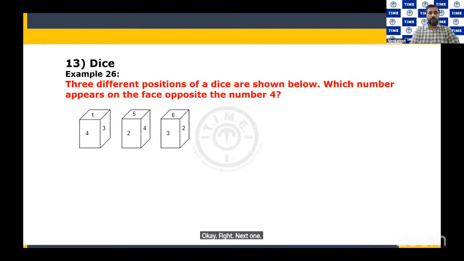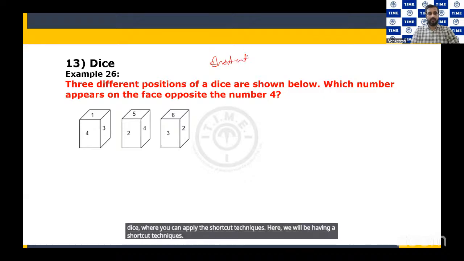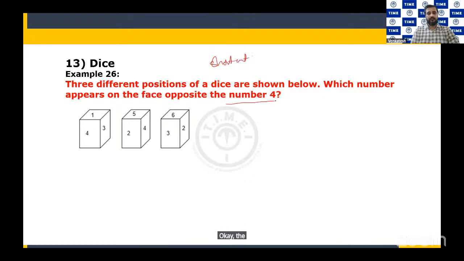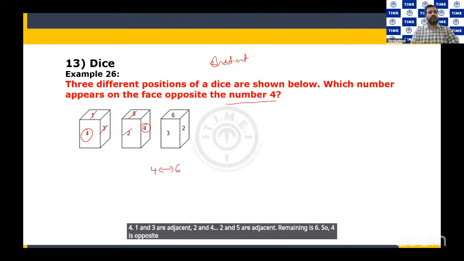Dice, where you can apply shortcut techniques. Here we will have shortcut techniques. The question asked is, which number is opposite to 4? Which number is opposite to 4? If you observe carefully, 4, 1 and 3 are adjacent, 2 and 4 are adjacent, 2 and 5 are adjacent. Remaining is 6. So 4 is opposite 6. That you can decide. Simple, right?